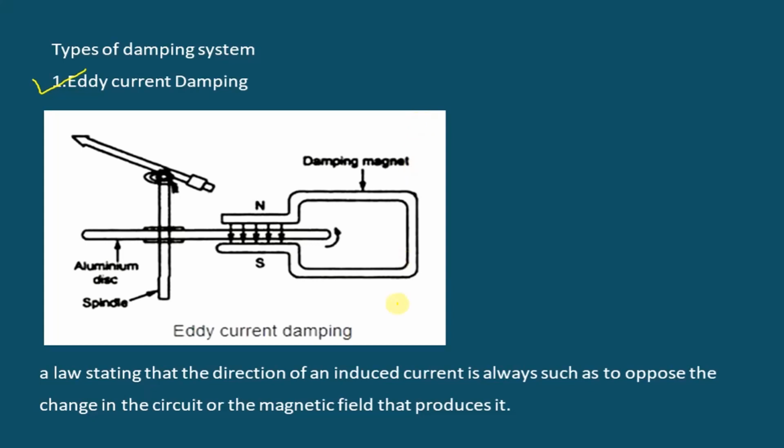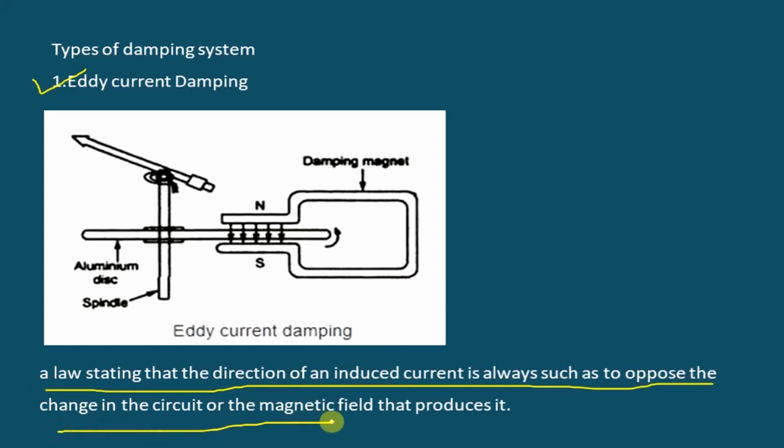Okay, so what is Lenz law? A law stating that the direction of an induced current is always such as to oppose the change in the circuit or magnetic circuit that produces it. So this is the damping system. Here you can clearly see this is the pointer of the scale, this is the spindle, this is the aluminum disc, and this is the damping magnet.